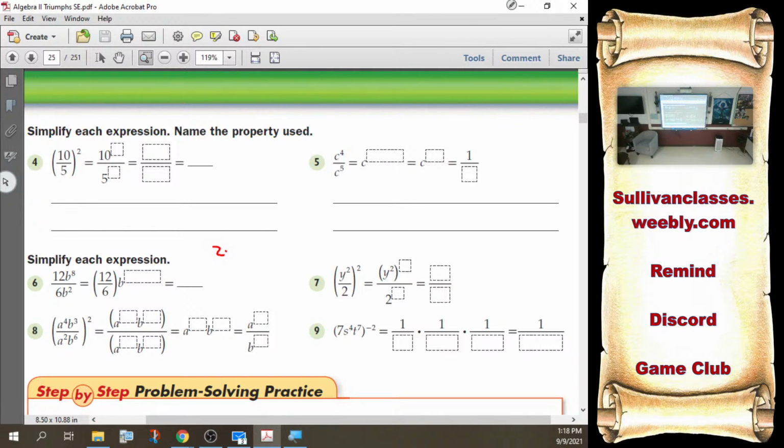Everything perfect so far. Now, what is 100 divided by 25? 4. Ta-da! That's it. And then they want you to say what property. Just write the rule number. You don't have to write the... There you go, number 7. Rule 7.